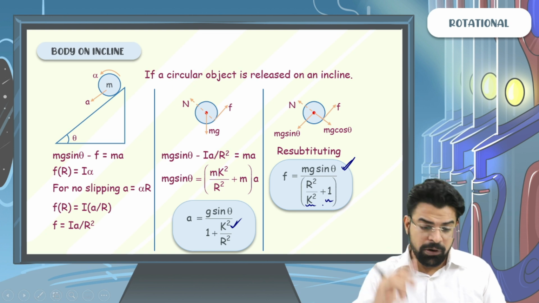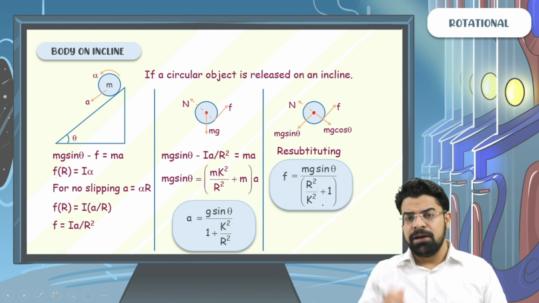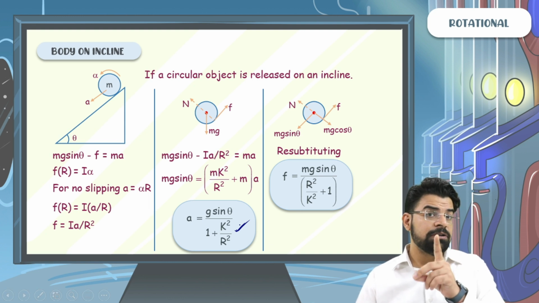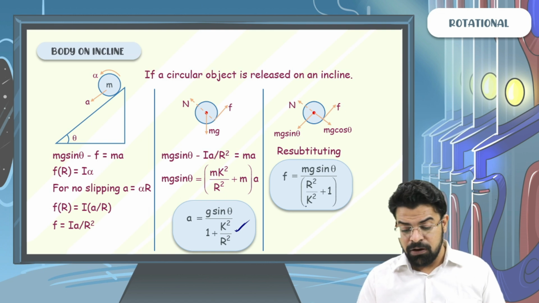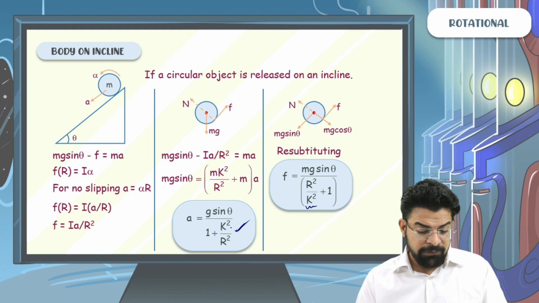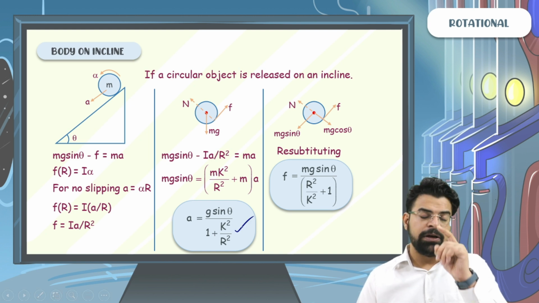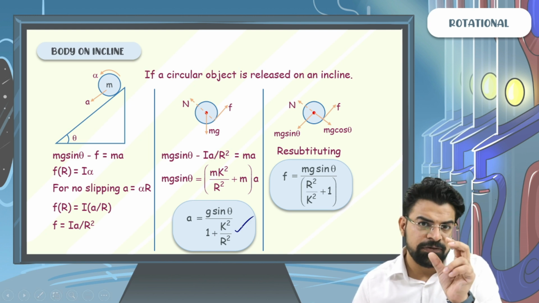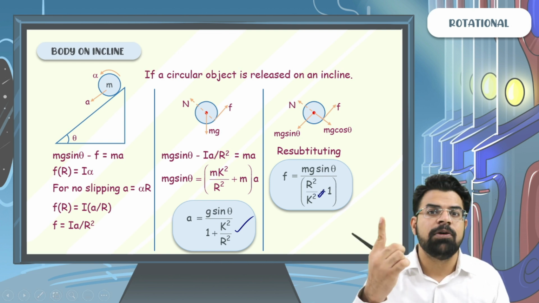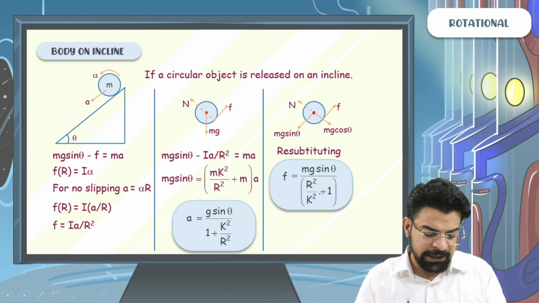It's a flip. We know that the value of k square by R square is maximum for a ring. The value of R square by k square is minimum for a ring. The value of k square by R square is minimum for a solid sphere, 0.4. And the value of R square by k square is maximum for a solid sphere. So keep this in mind.